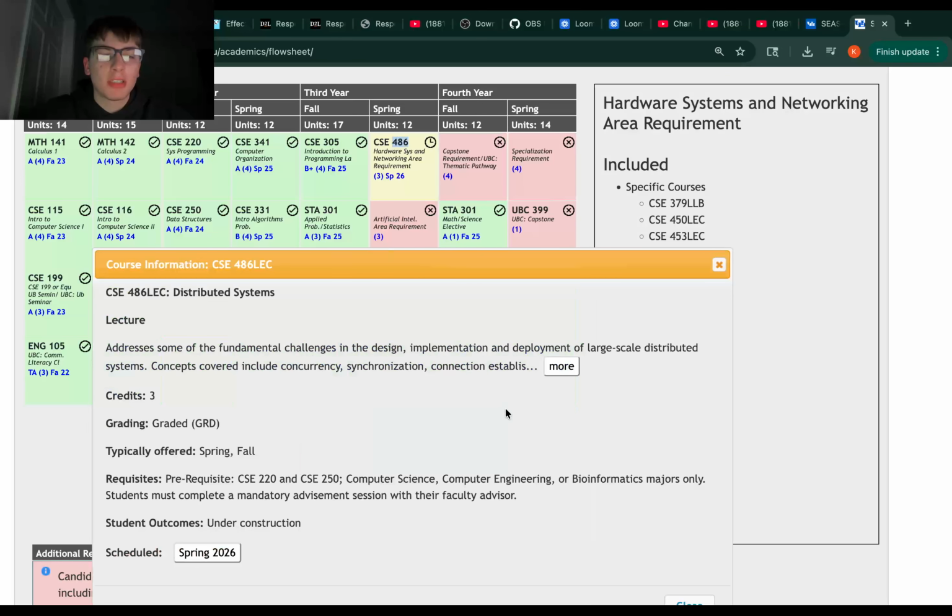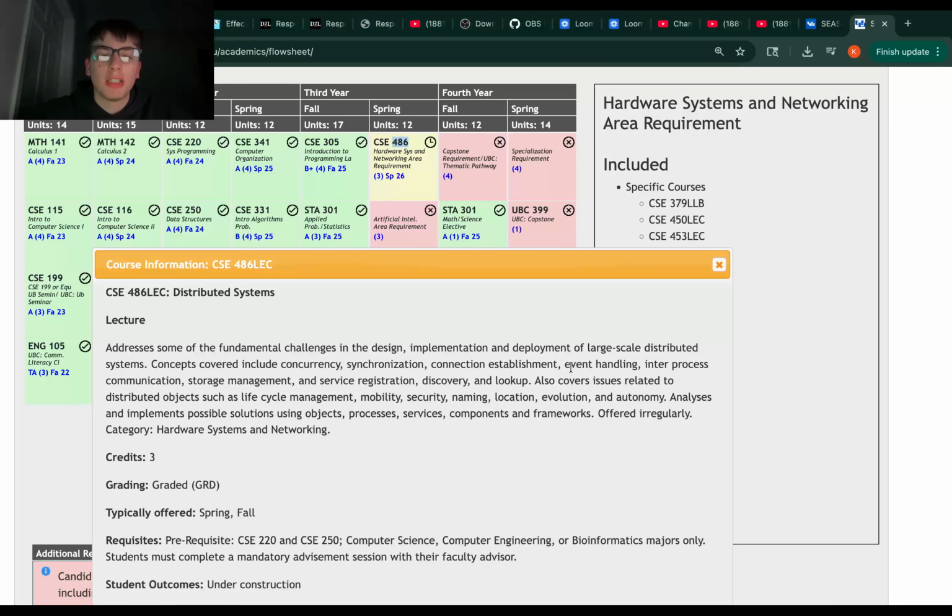486. This is distributed systems. This is known as, or people say, the hardest undergraduate class here at UB. So far, I just finished my first project today, actually. It was due today. It is challenging. So far, it's fun. It's in Golang, Go.